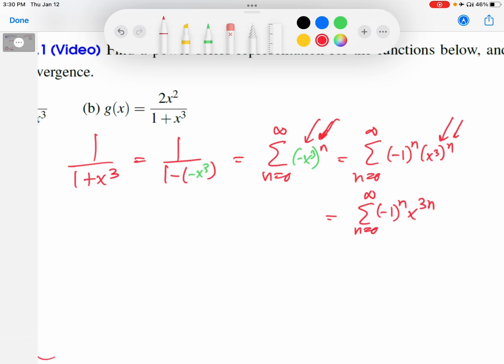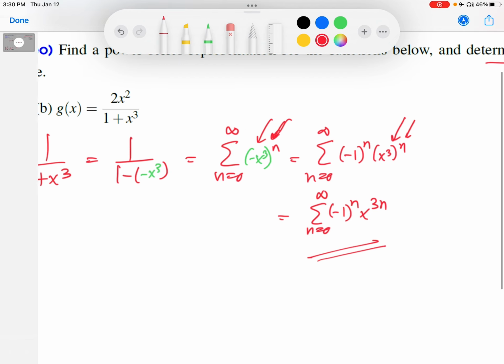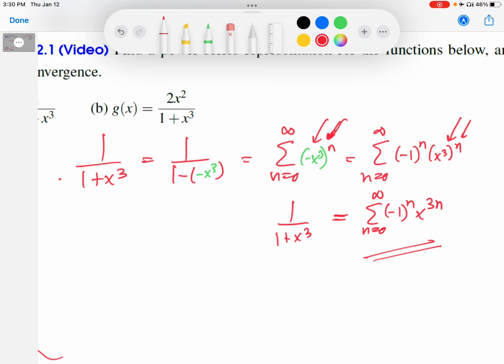These exponents multiply. This is the power series for 1 over 1 plus x cubed, okay? So it really is just that straightforward. Whichever one of these two ways we talked about, after you substitute whatever you're going to substitute into the power series for x to the n, then you just simplify it, and that is your power series.